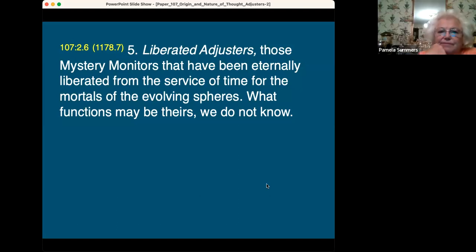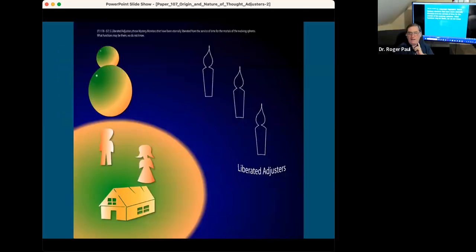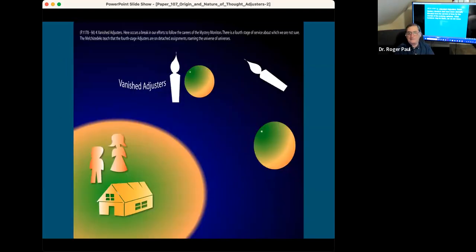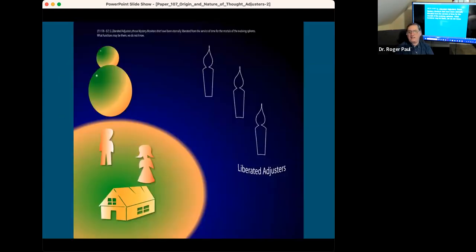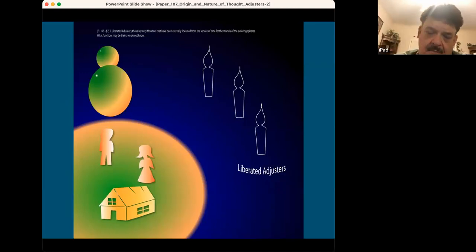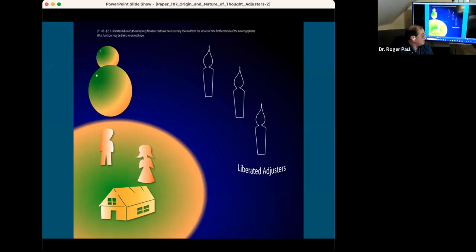Interesting. And here are the liberated adjusters. Notice that, compared to the other adjusters, the liberated adjusters have a white inside. They don't have anything inside. You see that? So they're totally different. Let me do it behind them here too, so that people can see that. The inside of them is empty. So I don't know if they dumped their trust for something else. Who knows? So then we go on to a very important one.